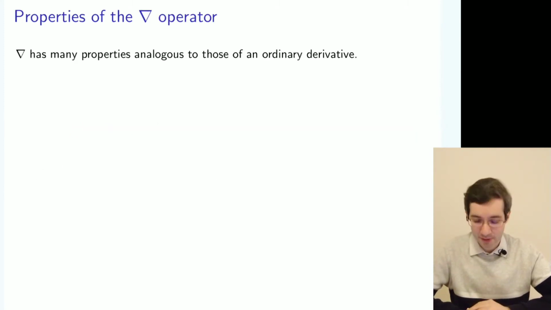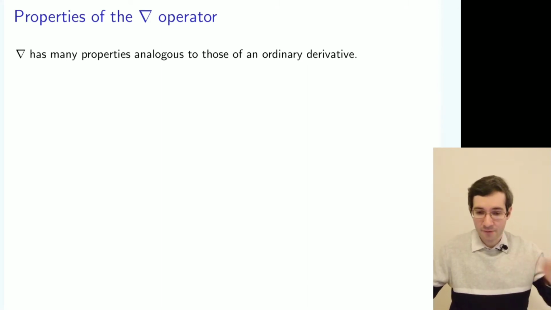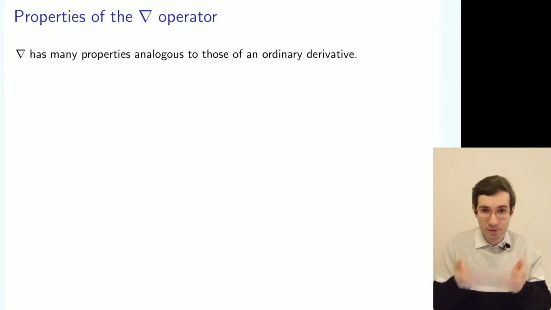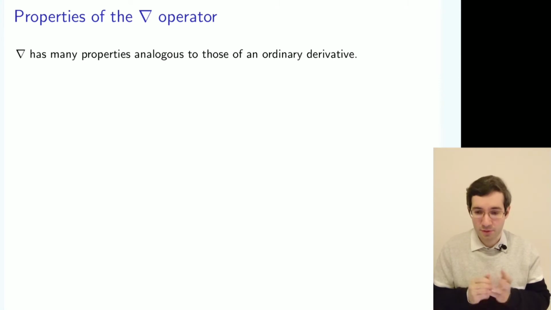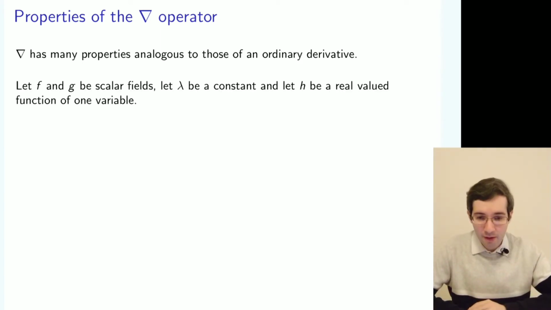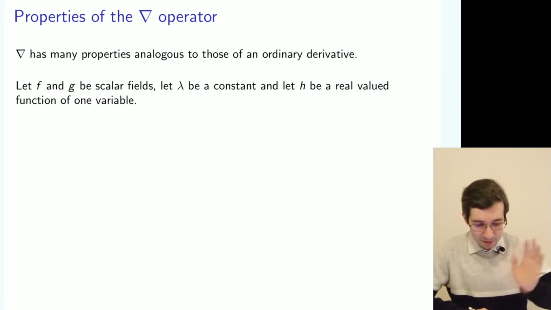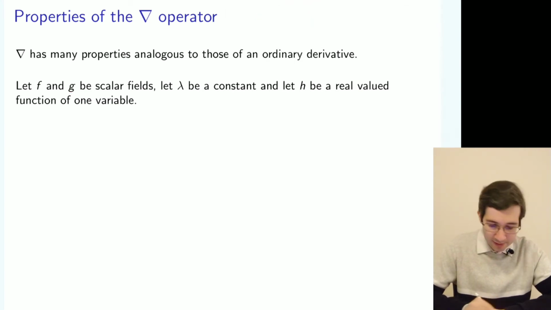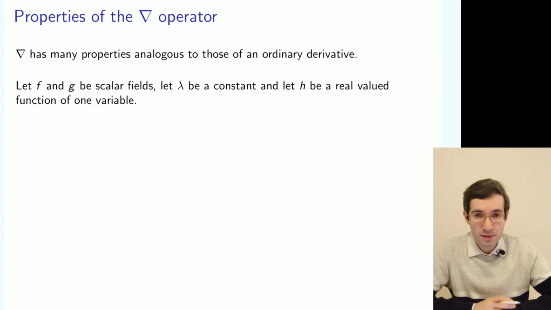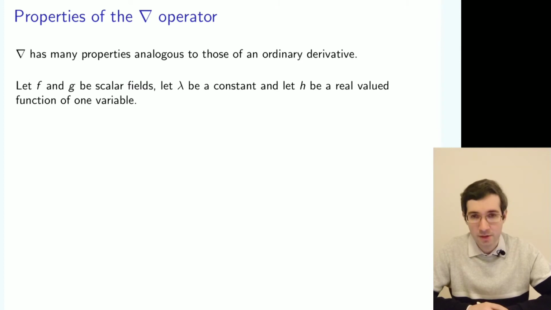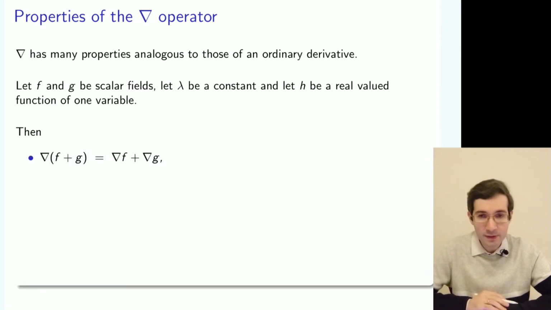Let's look at some of these properties. First of all, it has a vector property because it has vector components, but also it has a derivative property because it involves partial derivatives, or in some sense you can think an analogy to the ordinary derivative. So for these properties, let's take just any scalar fields, let's call them f and g, and let's take just a constant lambda and another function of one variable h.